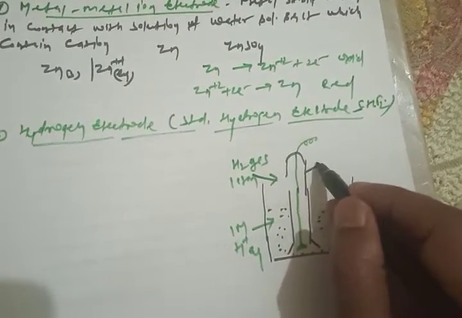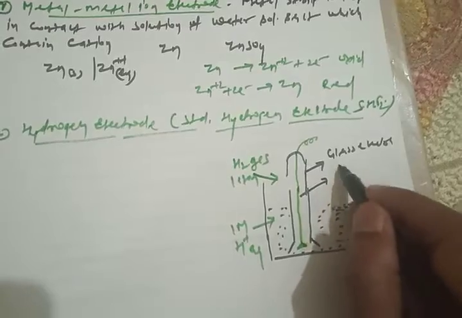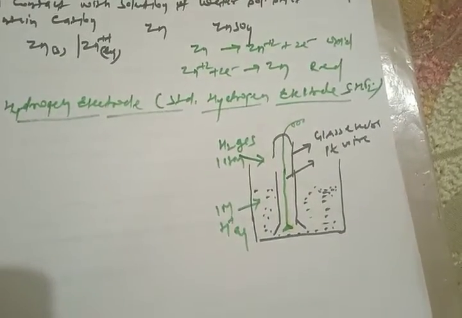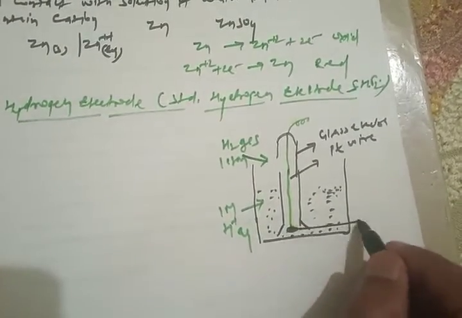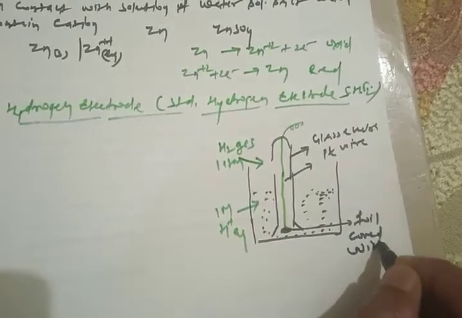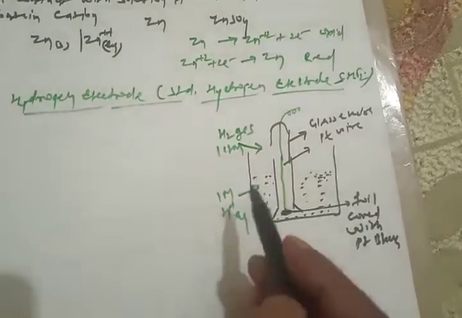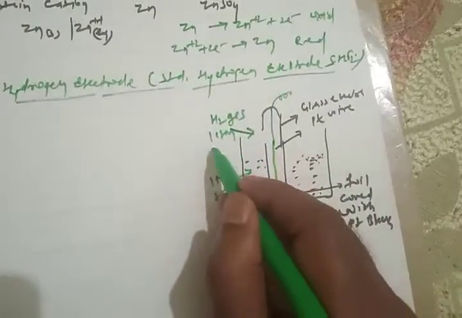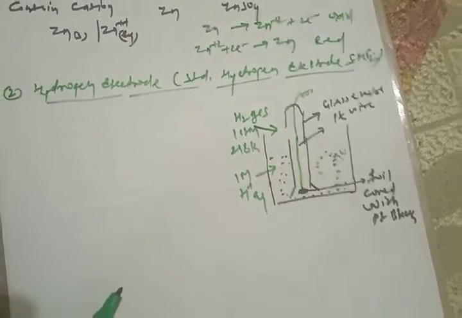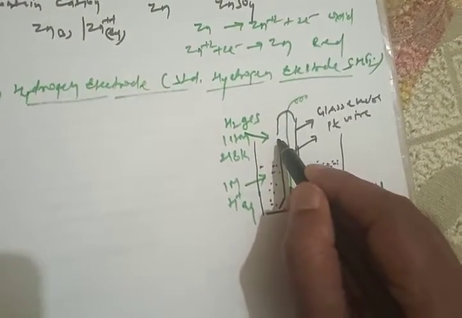This is actually a glass electrode. This is glass, and this one is the platinum wire, and this is foil covered with platinum black. Hydrogen gas at 1 atmospheric pressure and 298 Kelvin temperature. That means these are pure and standard conditions. So this is the setup of the hydrogen electrode.